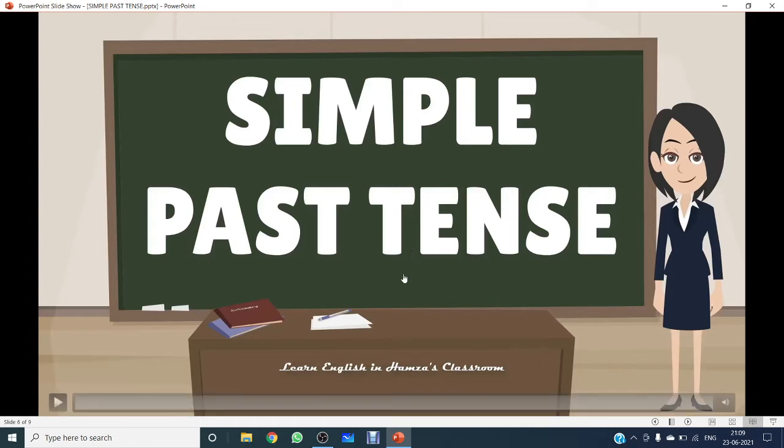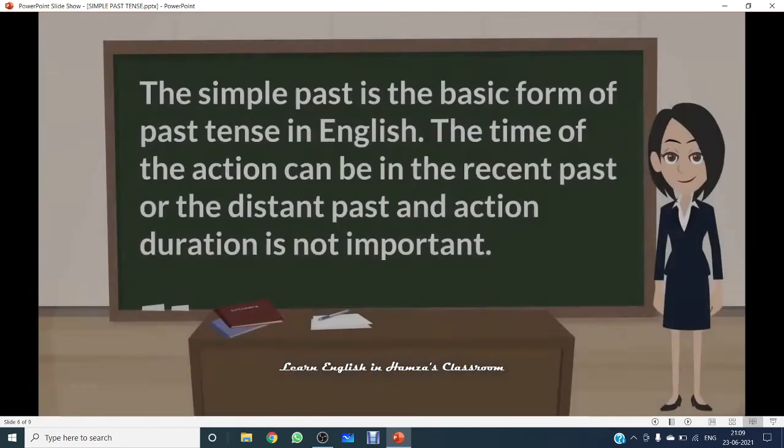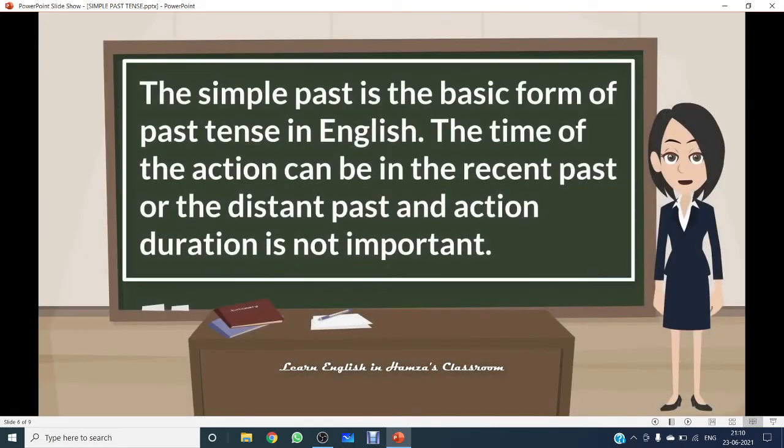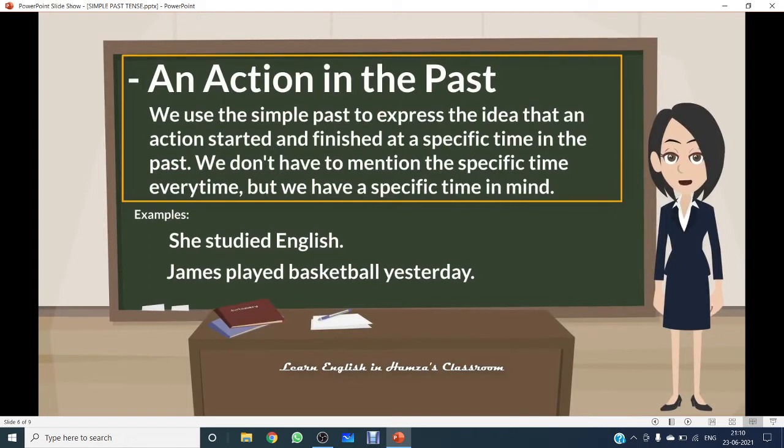Simple past tense. What is the simple past tense? We use simple past tense to talk about finished actions, states, or habits. The simple past tense is the basic form of past tense in English. The time of the action can be in the recent past or the distant past. An action in the past.